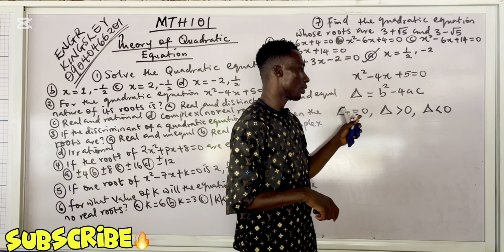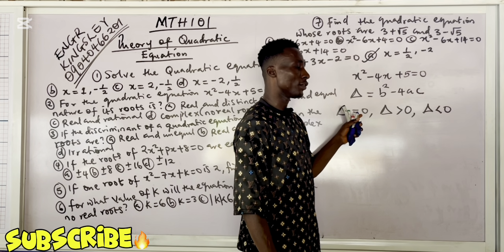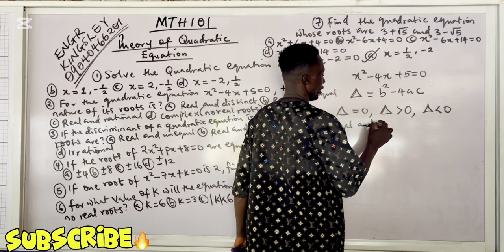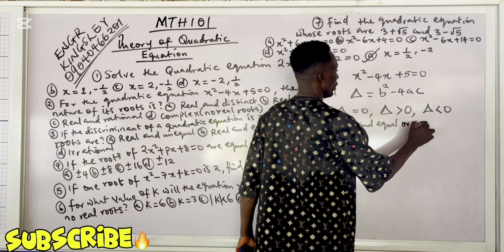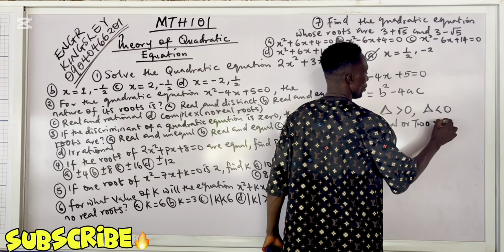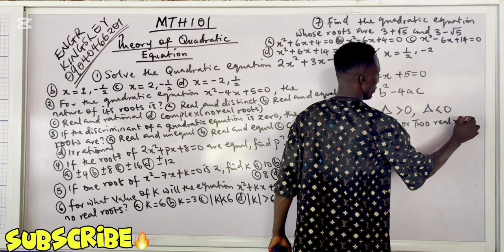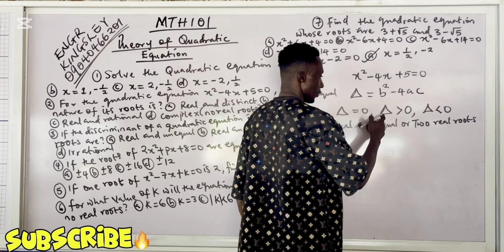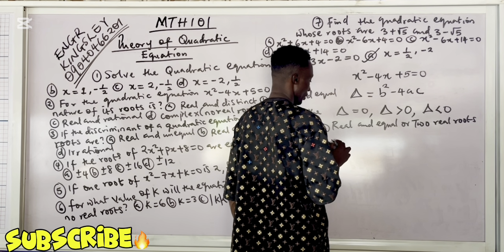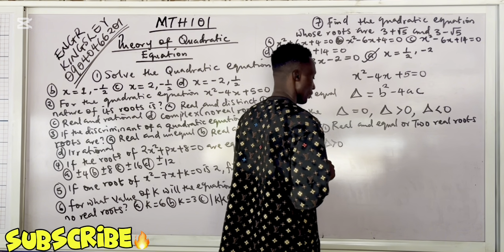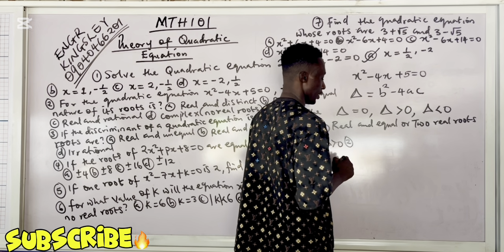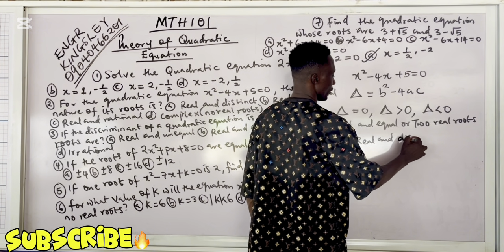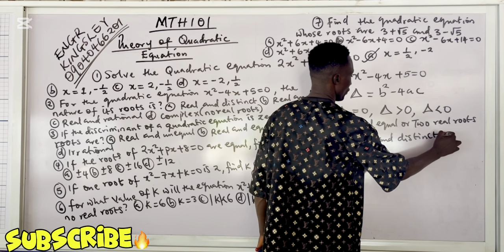root, or we call it 2 real roots. Either we call it real and equal, or we call it 2 real roots. Then if delta, which is discriminant, is greater than 0, we have, in case number 2, real and distinct roots.